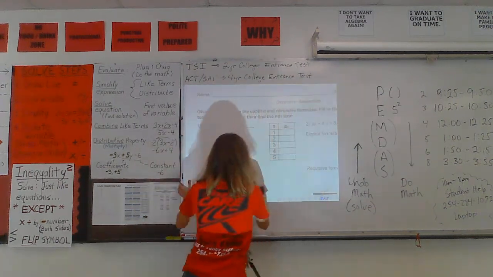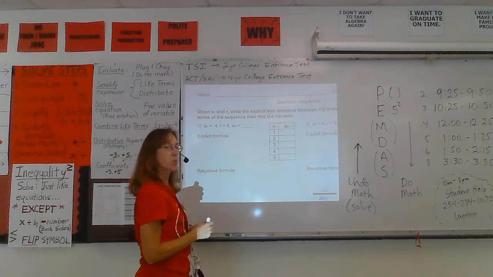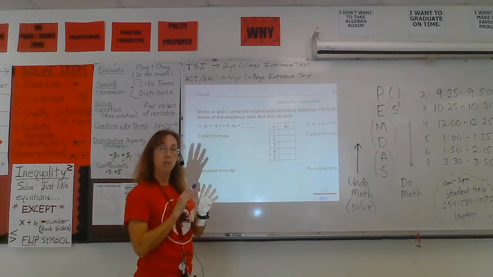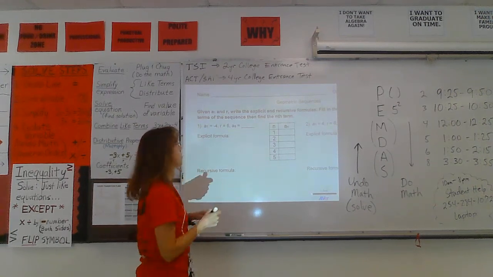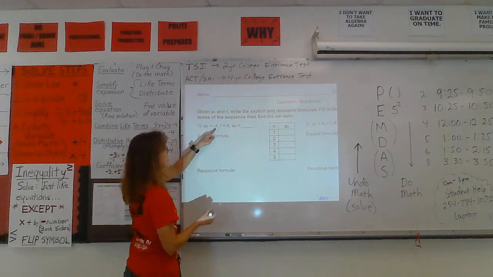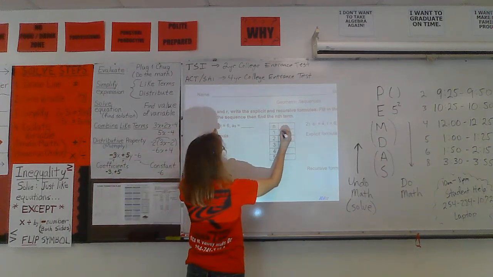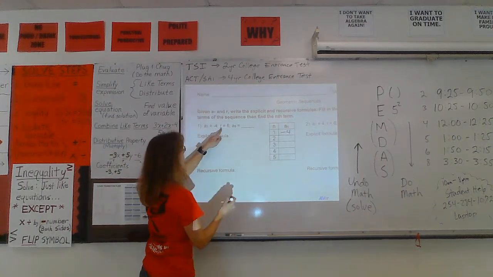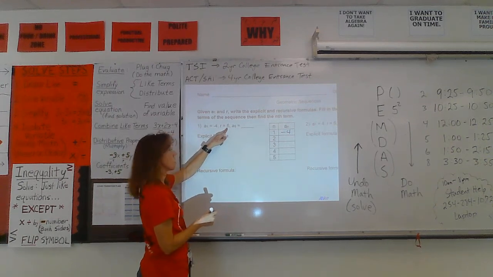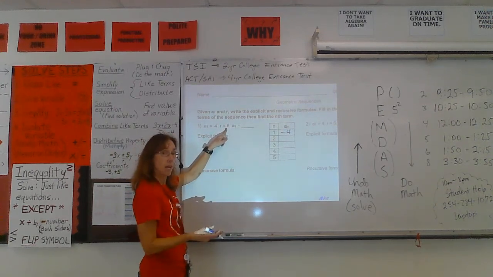Let's see. We're only going to do 3 of these on the back, so once you get 3 done, you're done. We're going to do 1 together, and then you can do 2 on your own. So a sub 1 is -4, so my first term is -4. And the ratio is 6. So r is 6, meaning you're multiplying by a positive 6.